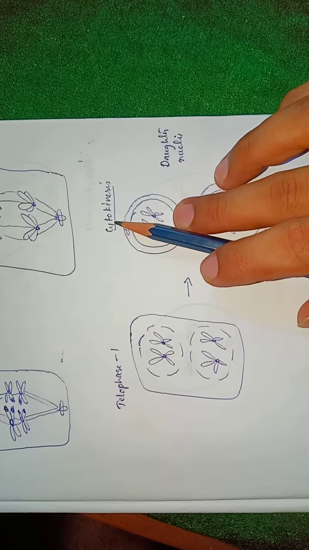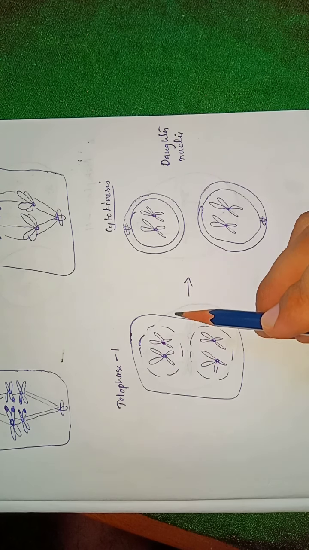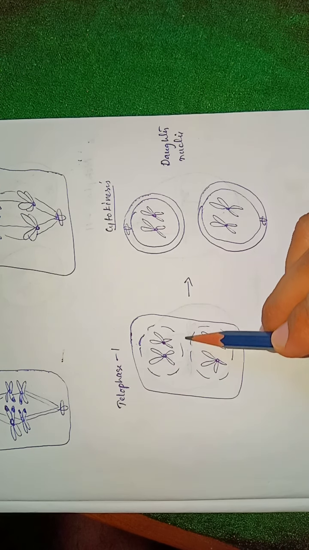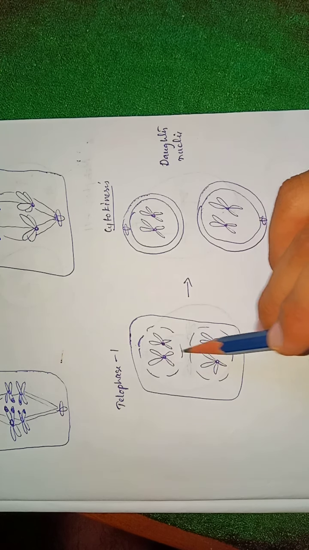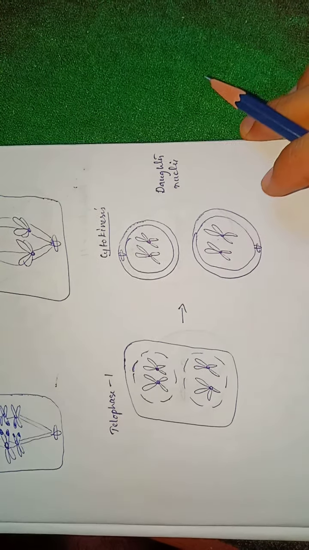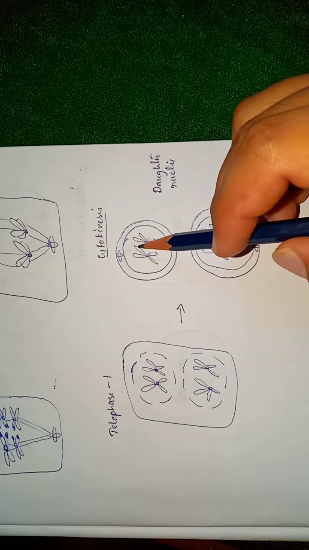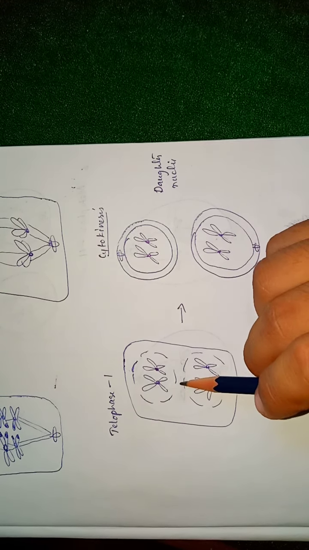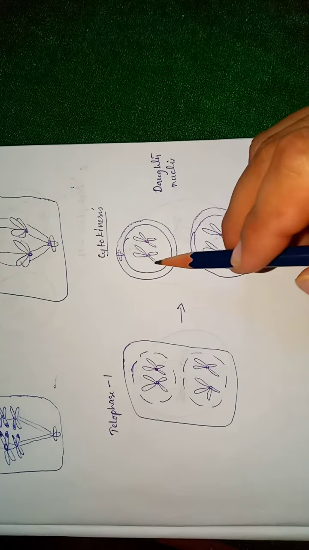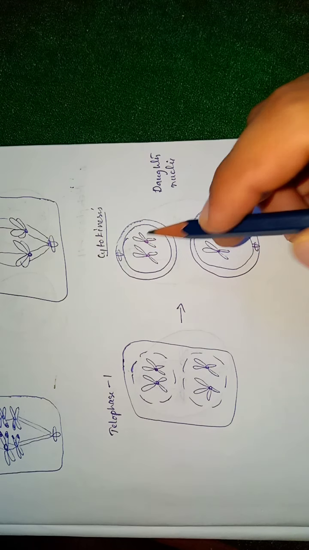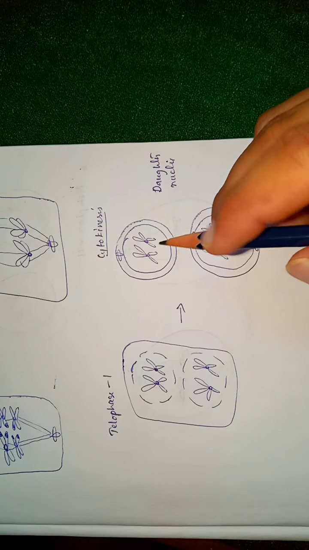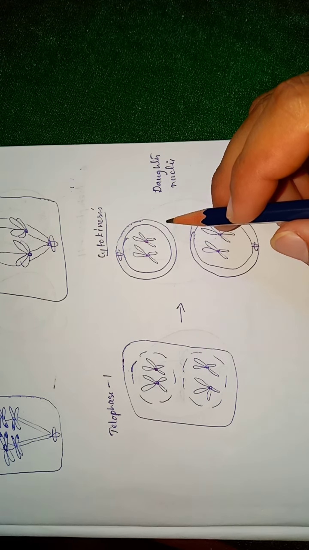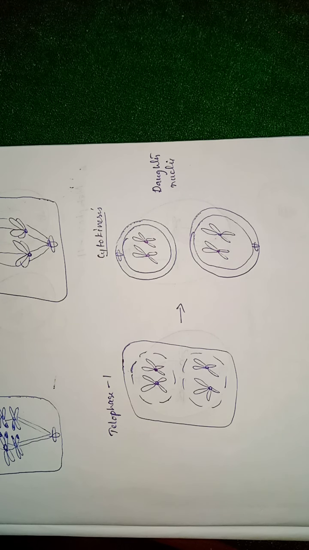Cytokinesis refers to cell division. So a constriction appears from the middle of the cell, and this constriction deepens till the two nuclei separate completely, and two cells, that is two daughter cells, arise from one cell. So the two daughter cells have the same number of chromosomes containing centrioles and are identical to each other. So this is all about meiosis 1.